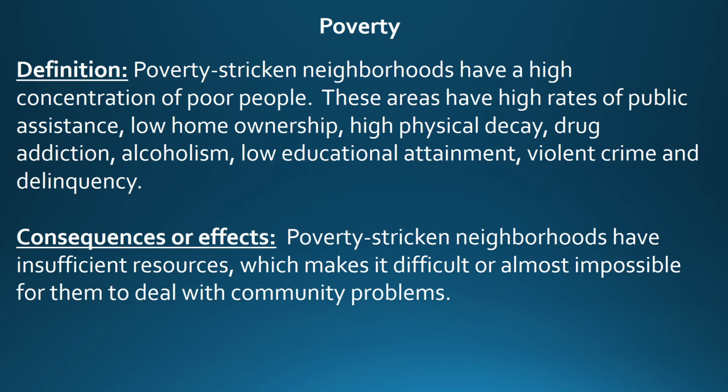And finally, we have poverty. Interestingly, poverty is one of the strongest variables related to crime. Poverty-stricken neighborhoods have a high concentration of poor people. These areas have high rates of public assistance, low home ownership, high physical decay, drug addiction, alcoholism, low educational attainment, violent crime, and delinquency. Poverty-stricken neighborhoods have insufficient resources, which makes it difficult or almost impossible for them to deal with community problems.